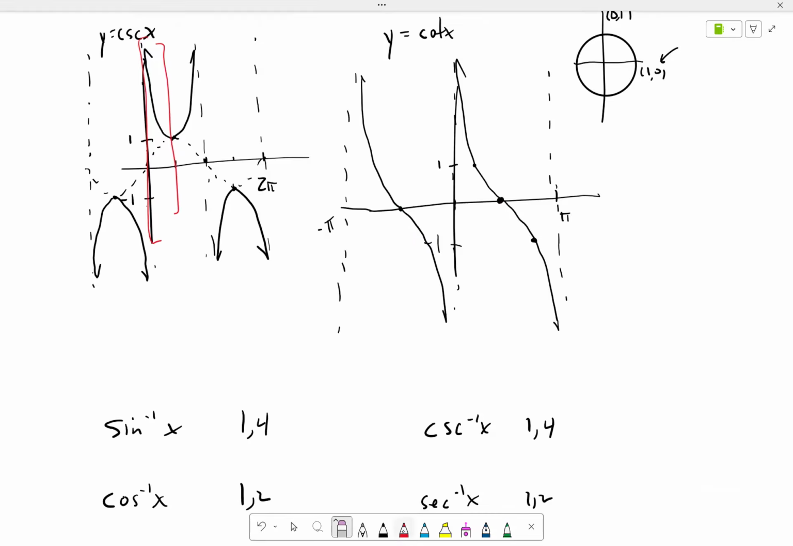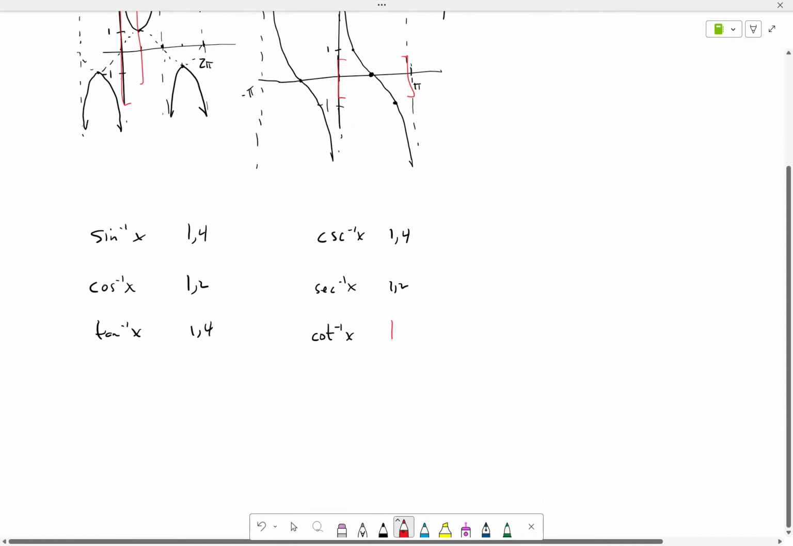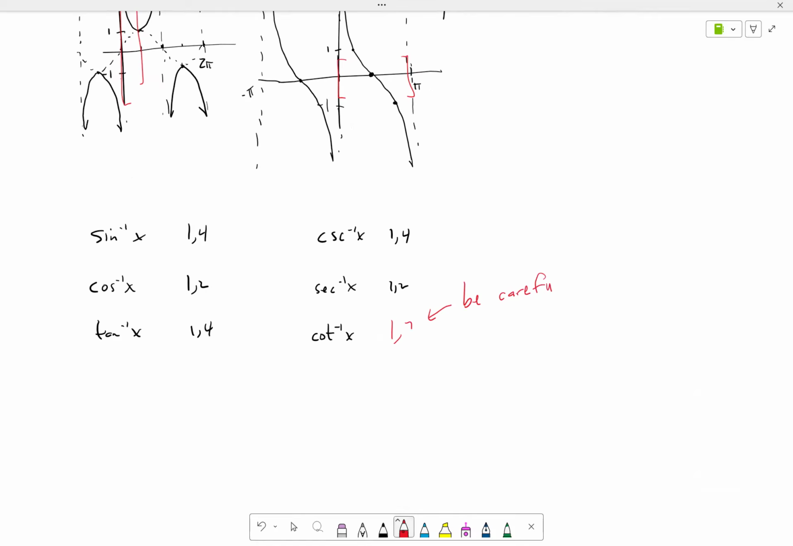So instead, mathematicians have decided that instead of using tangent's quadrants, we're going to shift to quadrants 1 and 2. It's going to be from 0 to pi. So there's a little bit of a difference here, and I'm going to put this one in red. Be careful. It's 1 and 2. I miswrote my four. From 0 to pi, cotangent inverse lives in only the first two quadrants.